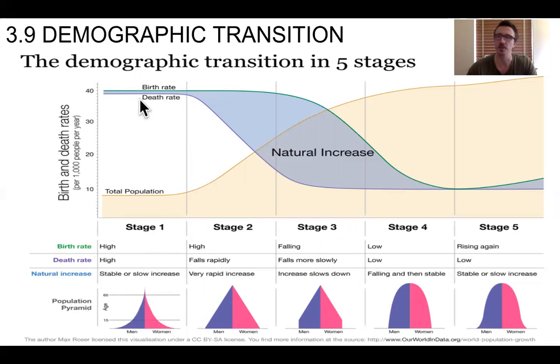Mortality was high. People were dying of all kinds of diseases. Babies were dying. Children were dying. And so there was a high birth rate. And the population was stable, right? Because they were probably equal.